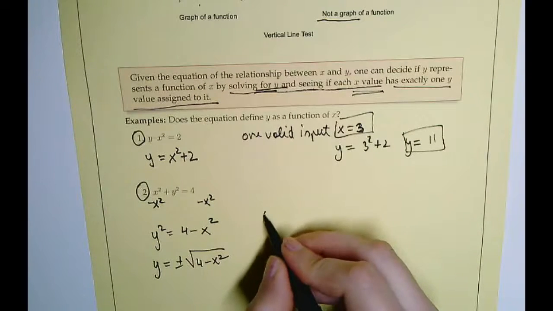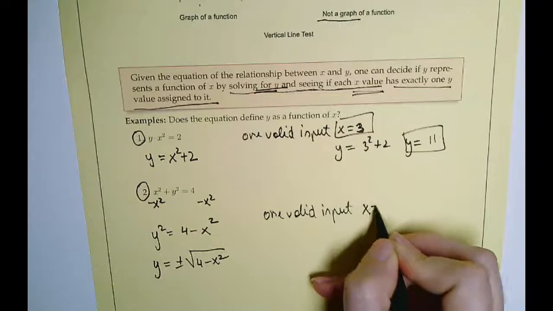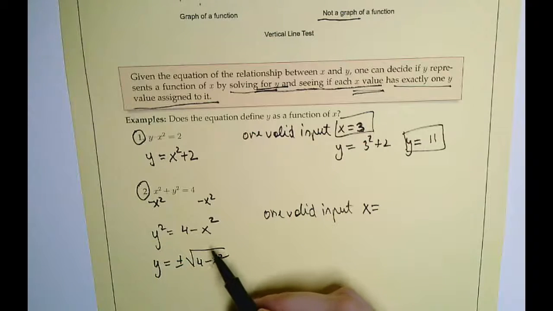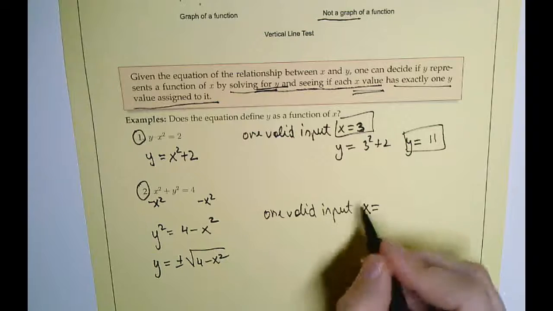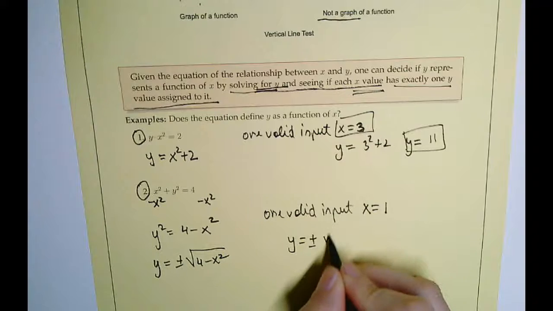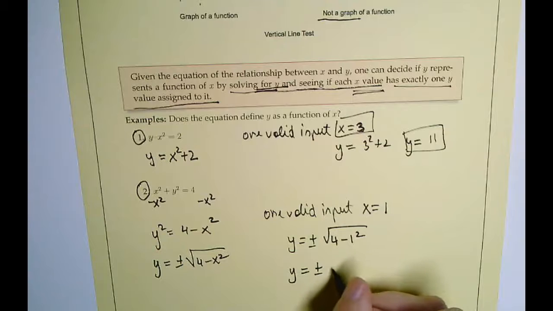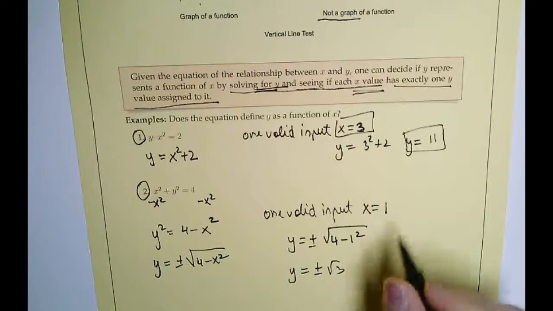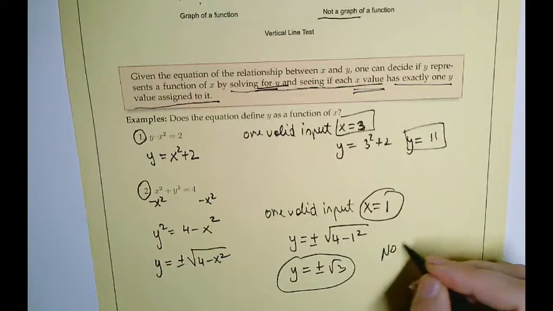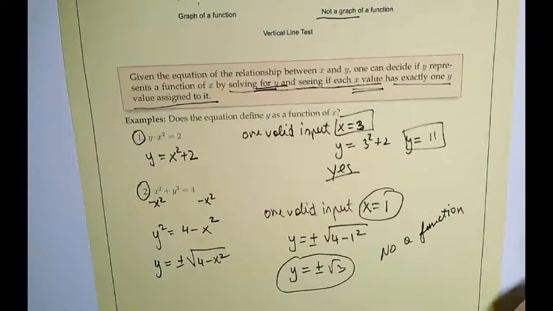So let's see now. One valid input. What would be one valid input? X equals, well, notice that x is underneath the square root, so I need to give it an x that will keep this quantity positive. So let's say x equals 1. X equals 1, that will give you y equals plus or minus square root of 4 minus 1 squared, which is plus or minus square root of 3. So you see one input gave you how many outputs? 2. So not a function. The first one, yes, was a function.